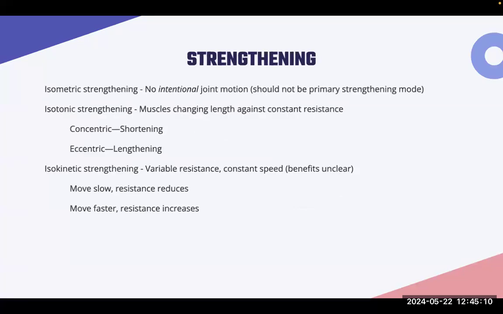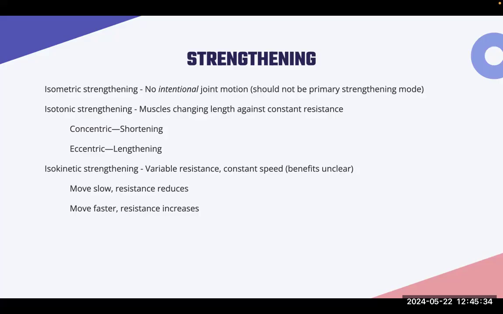Strengthening. We have different types of strengthening. We have isometric. There is no joint motion in this type of strengthening, and they say for hypertrophy, this should not be the primary strengthening mode. There's isotonic, and that means there's a constant resistance. This is the one we're most used to. There's two types, concentric and eccentric, and we know eccentric is better.